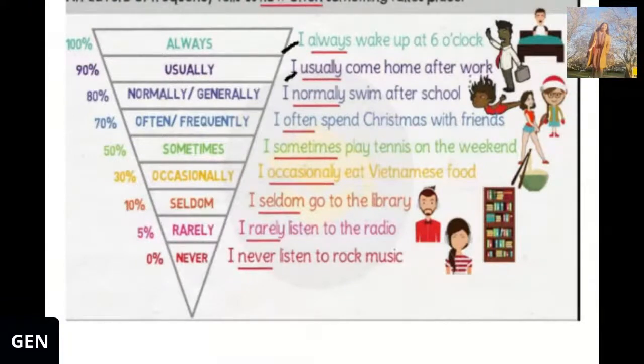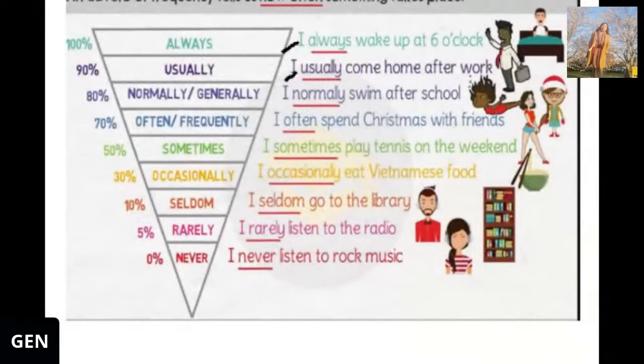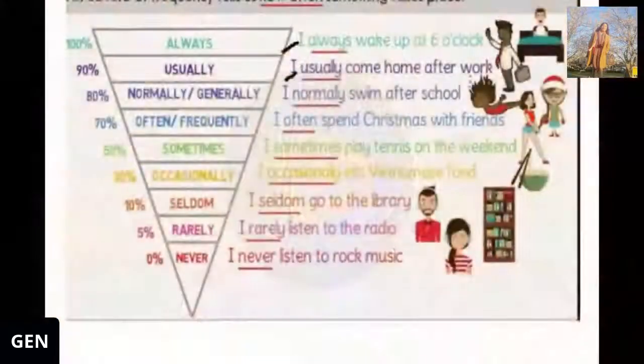Next, let's have: I usually come home after work. That is 90%. So maybe for 1 week, you come home after work on most days. Next, I normally swim after school. So maybe for 1 week, just 5 days. So that's 80%. When you say 90%, that is usually, maybe for 1 week, you come home for 6 days. So that is usually. I think that is clear.